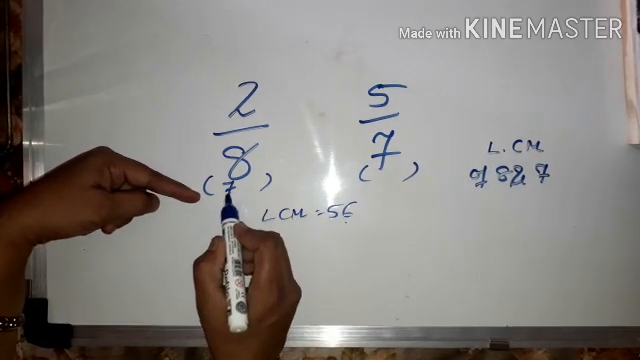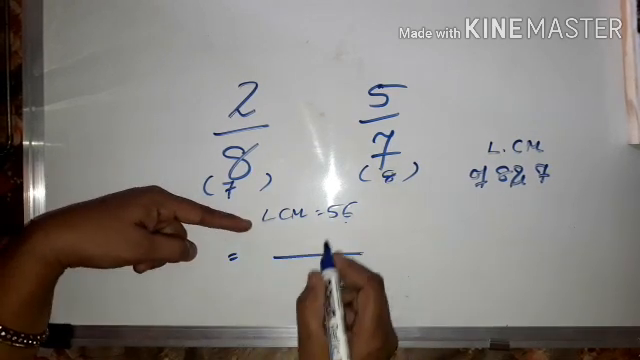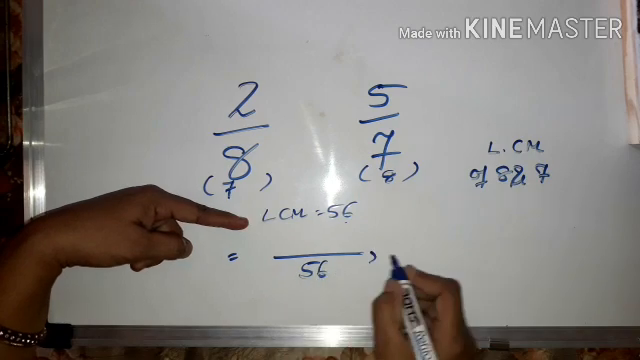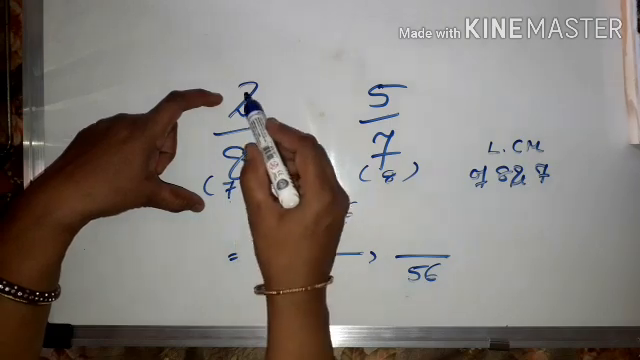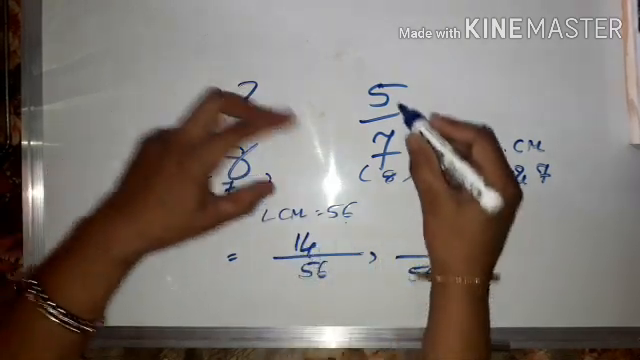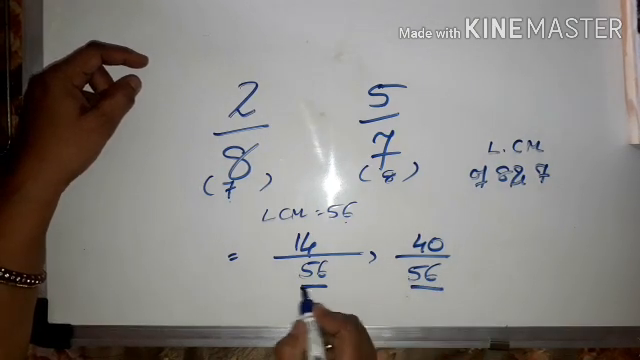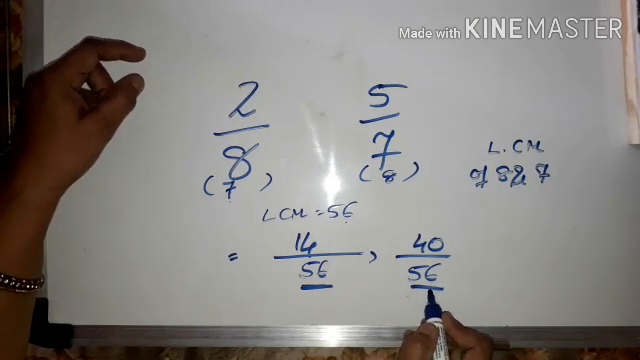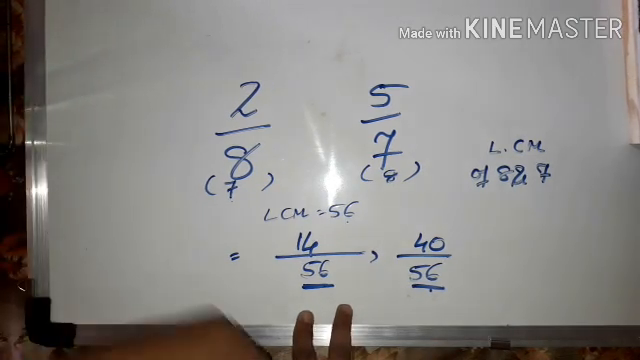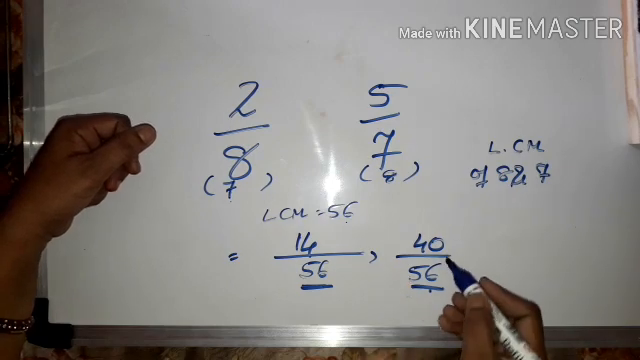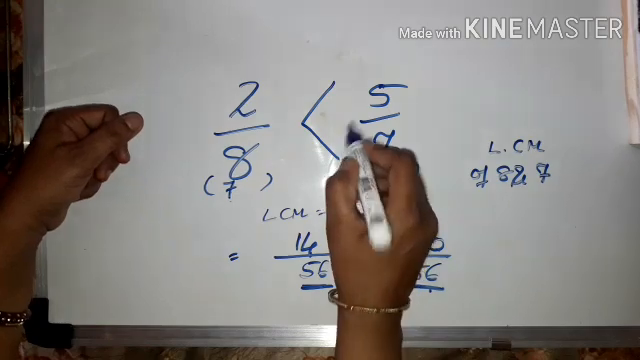Now write small brackets here and think that 8 into which number is 56. So 8 sevens are 56, 7 eights are 56. Now write LCM in the denominator, 56. Now compare this bracket terms with the numerator terms. 2 sevens are 14 and 5 eights are 40. Now you have the denominators to be equal. So whenever the denominators are equal, bigger the numerator is bigger the fraction. So here in this case 40 is greater than 14. So this fraction is greater. So you can have this sign.